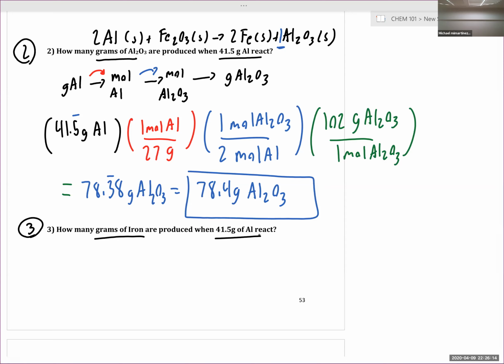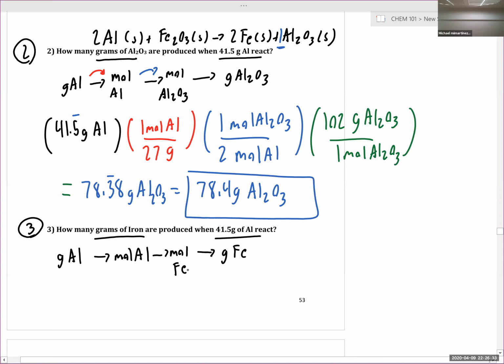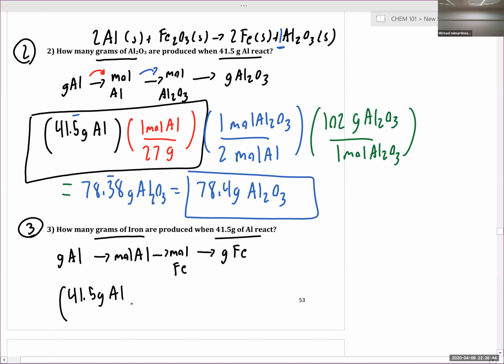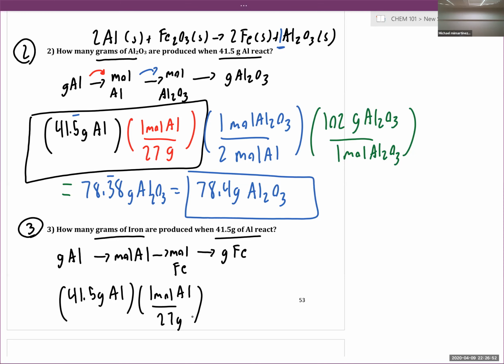Okay, not too bad. So we're trying to calculate the grams of iron. And we are given the grams of aluminum. So we're going to calculate the moles of aluminum, and then using our chemical equation, we can calculate the moles of iron. So this first chunk where we're calculating the moles of aluminum is going to be exactly the same in this expression. So we're going from grams of aluminum to moles of aluminum.